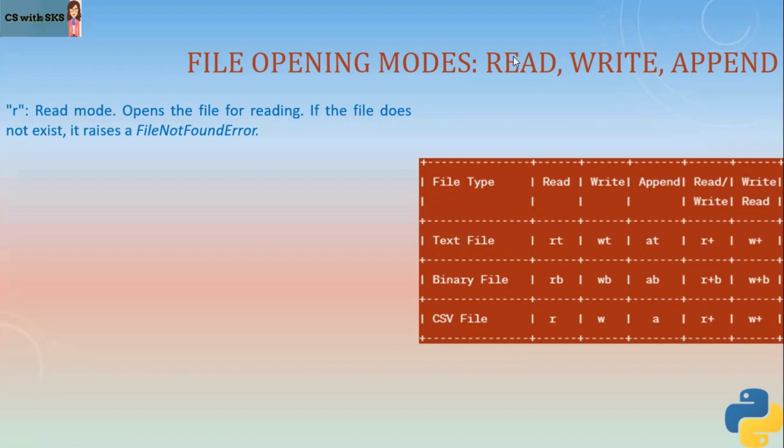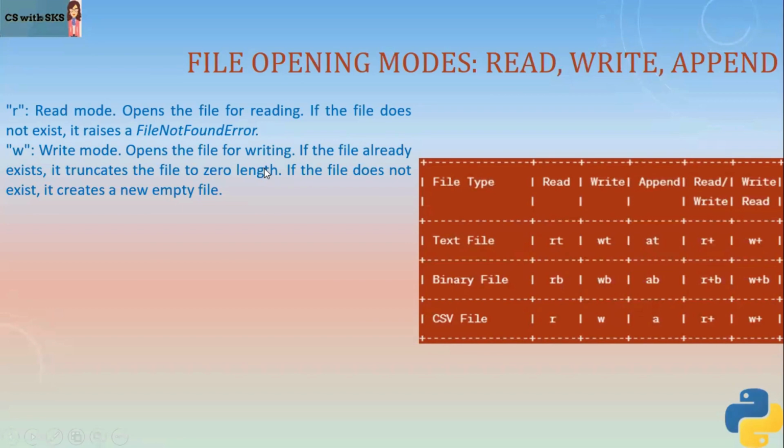So read mode, basically, it is used to open a file for reading. And if the file does not exist beforehand, then it will raise an error, file not found error. Okay. For text files, it is RT, binary file, it is RB, and CSV file, the mode is R. Okay. So that is how read mode works.